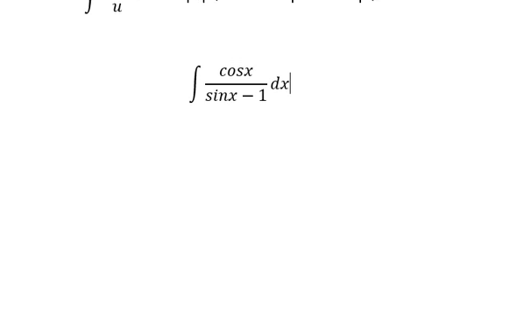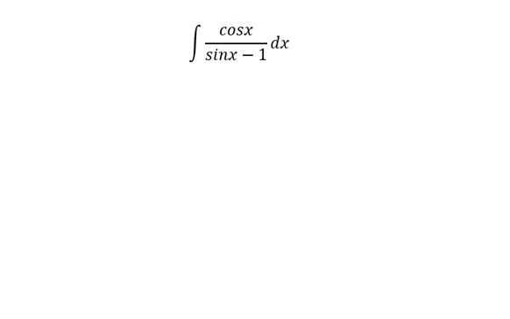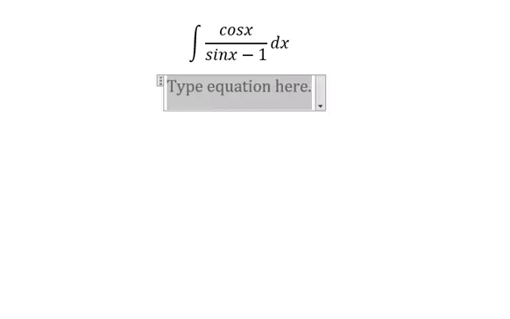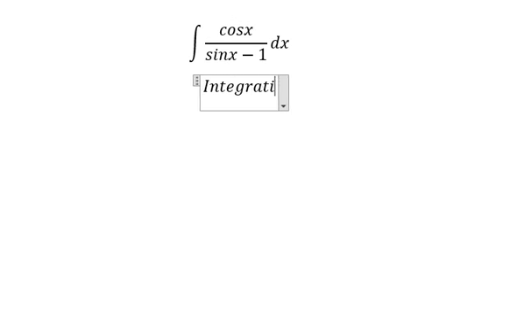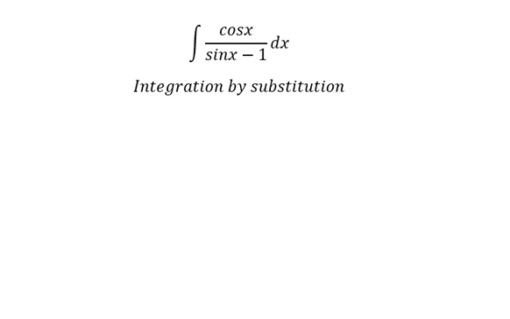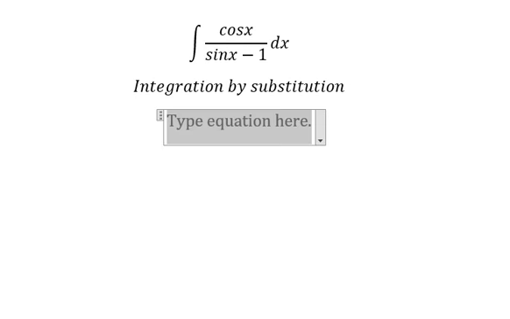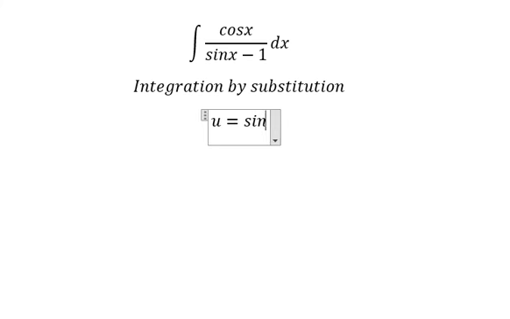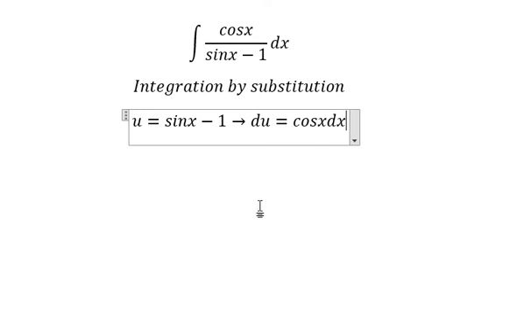Now, we do something similar for the second one. We need to use integration by substitution. So I will put u equals sin x minus 1. Then we take the first derivative of both sides, and you get cosine x dx.